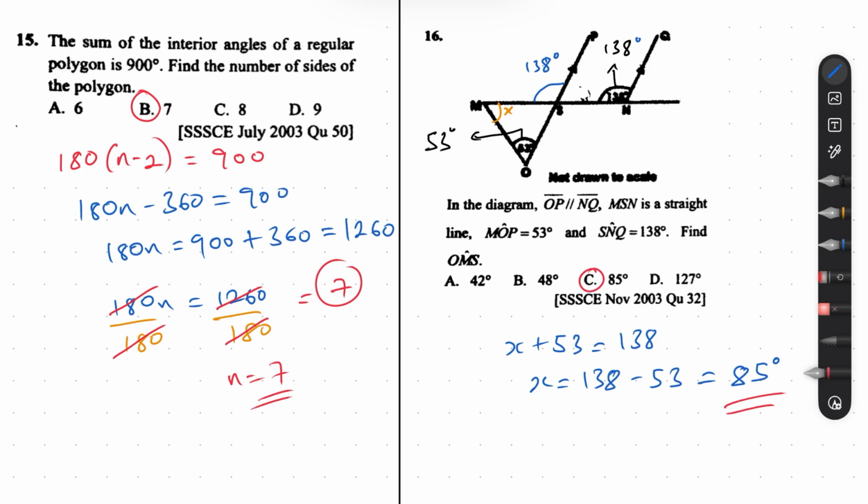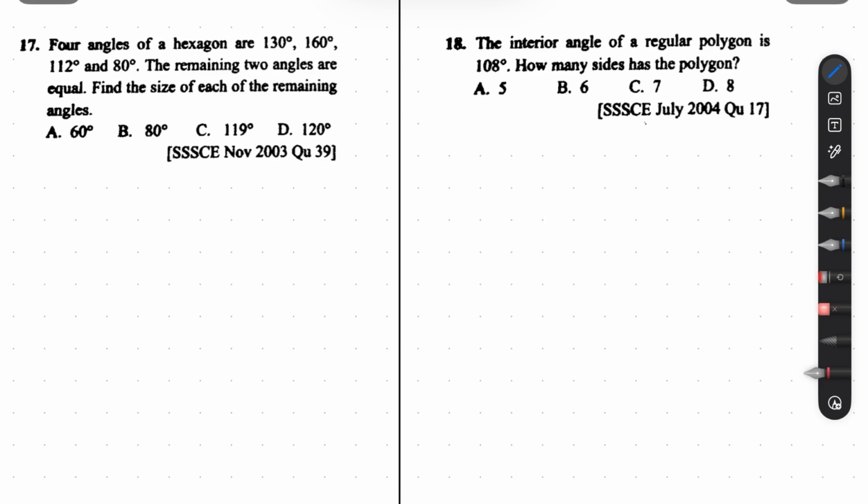Cool. Let's move on to question number 17. The question says 4 angles of a hexagon are 130, 160, 112, and 80 degrees. A hexagon simply means a polygon with 6 sides. Hex, so we have 6 sides. So the number of sides of a hexagon is 6. Let's write it down.